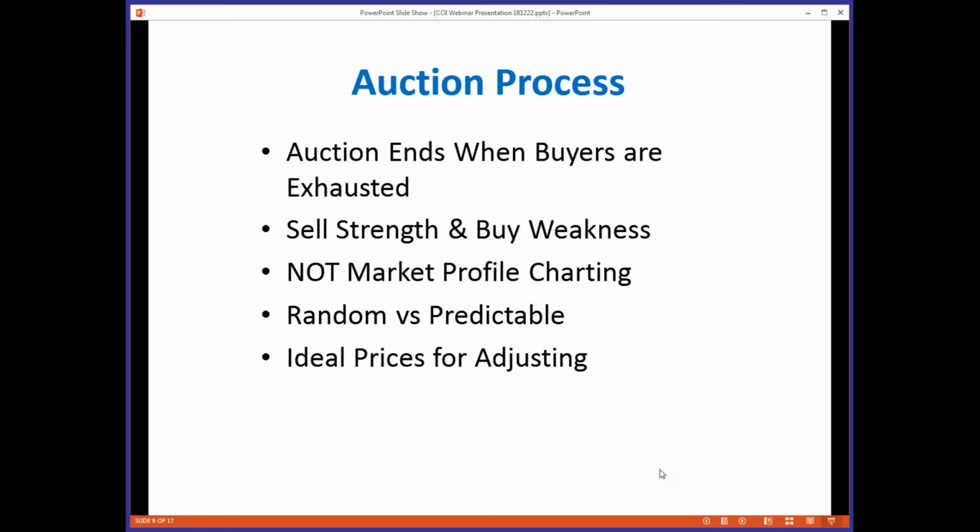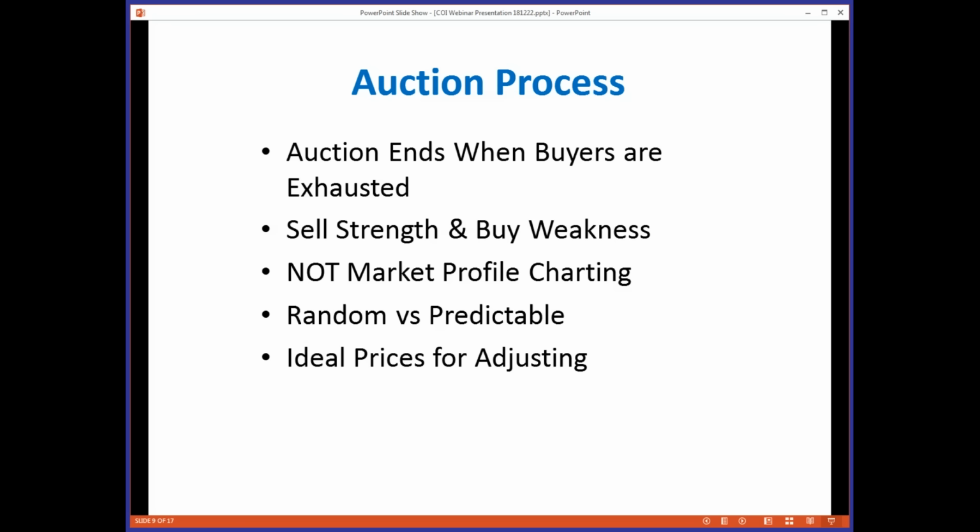One of the other key takeaways is that the auction ends when the buyers are exhausted, right? A lot of times when a market makes a big move up, people will say the market turned around when the sellers came in, right? But that's really not what's happening. It seems like a subtle difference, but it can make a big difference in the way you approach the markets.